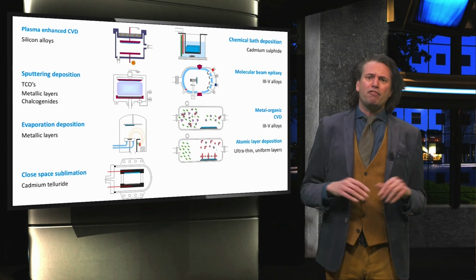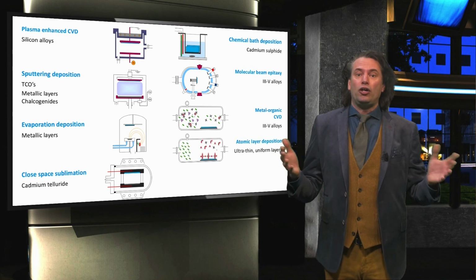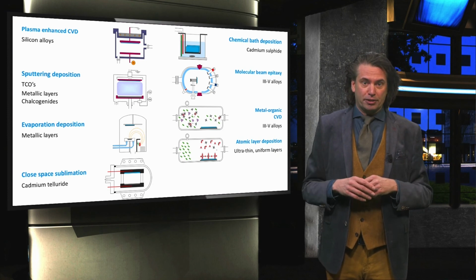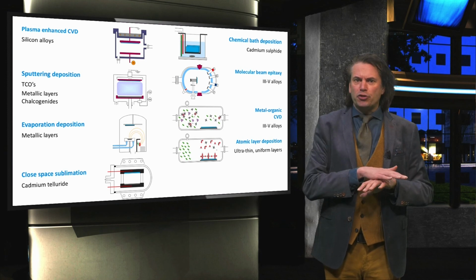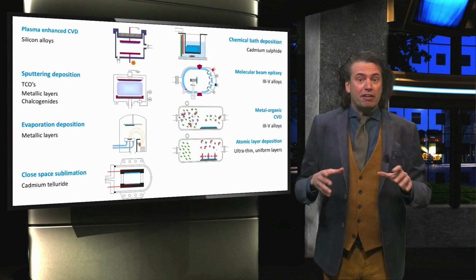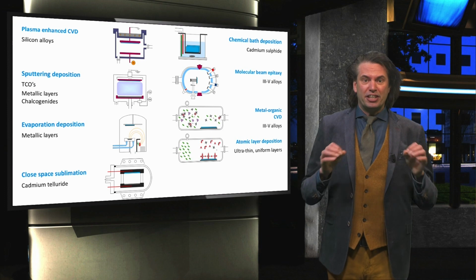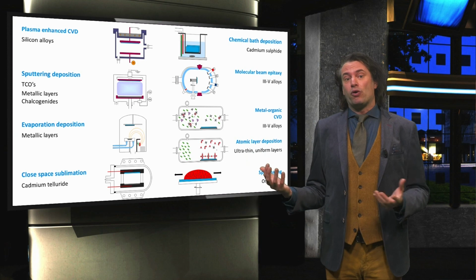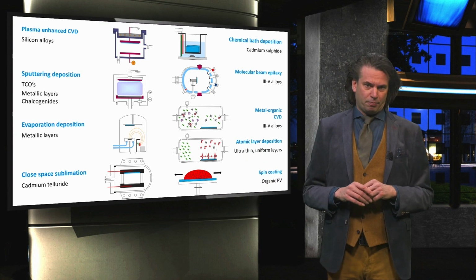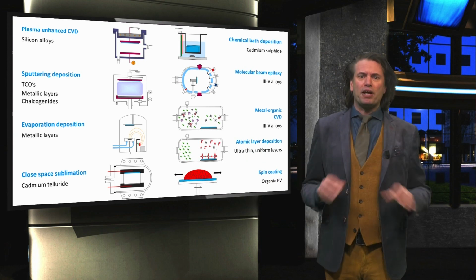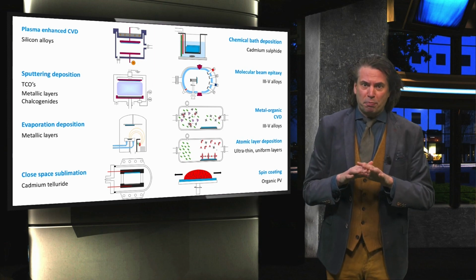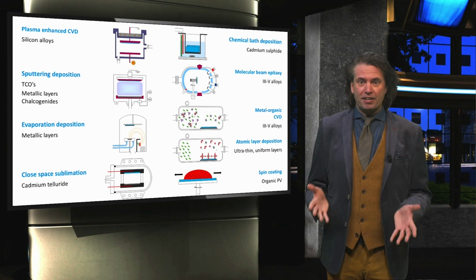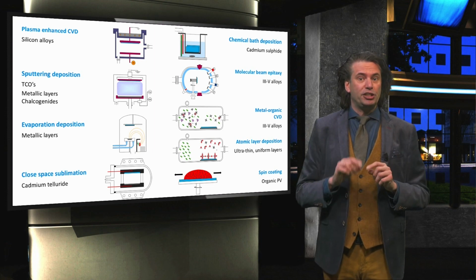Atomic layer deposition involves a series of sequential alternating flows of precursor gases that react with the substrate. ALD produces very uniform layers even at very small thicknesses, but is relatively slow. Finally, we discussed spin coating, which is used for organic PV. For spin coating, a solution is placed on a rotating substrate which spreads the solution out evenly over the substrate. The solvent then evaporates, resulting in a homogeneous film.